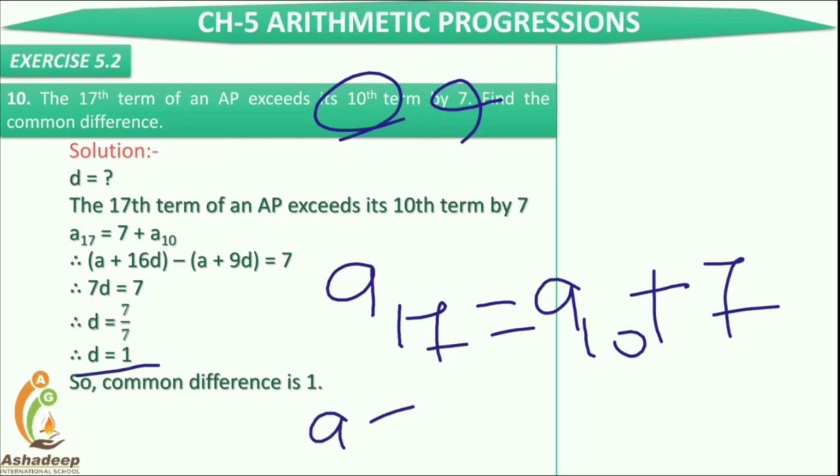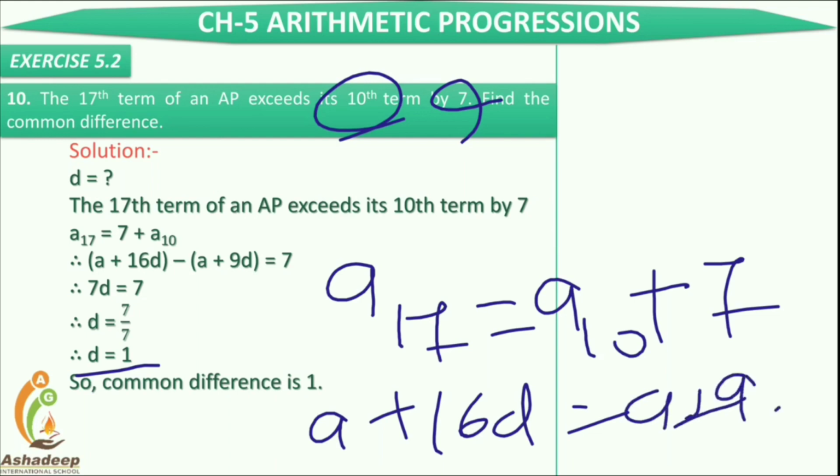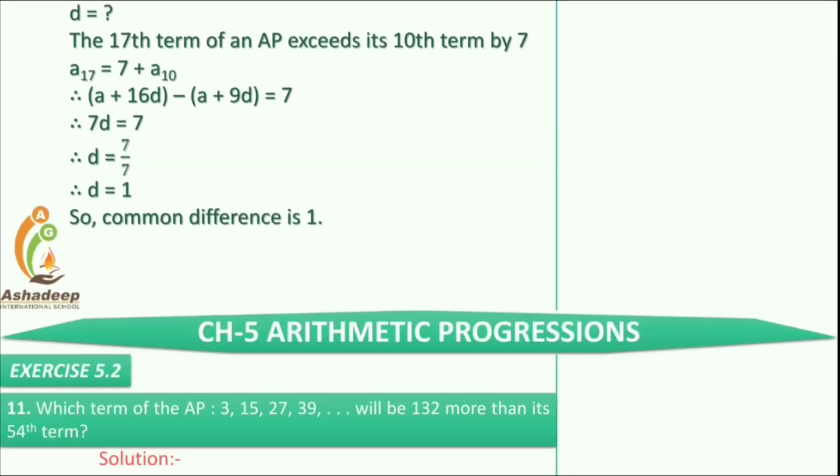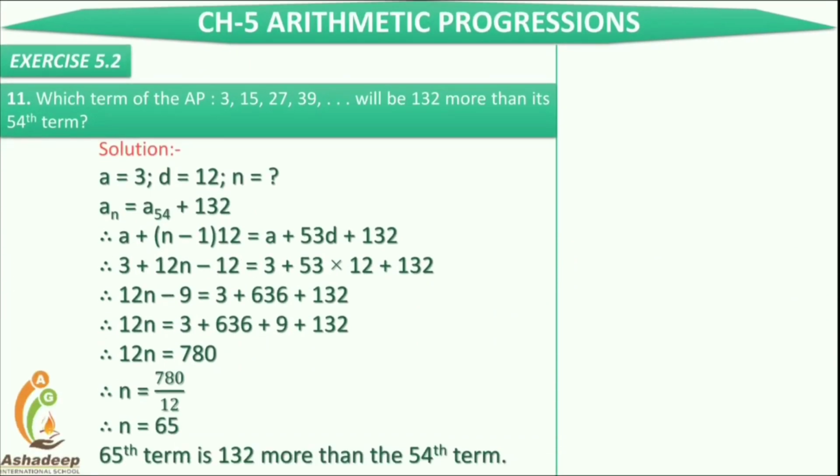इसकी वैल्यू क्या होगी तो भाई A plus 16D. इसकी वैल्यू क्या होगी तो भाई A plus 9D. A सामने सामने से कट. 16 minus 9, what is the answer? 16 minus 9 is going to be 7D. 7D is equal to 7 and D is going to be 1. Simple, the common difference is going to be 1. Important sum है, 1-2 marks में आ सकता है, so just keep in your mind.